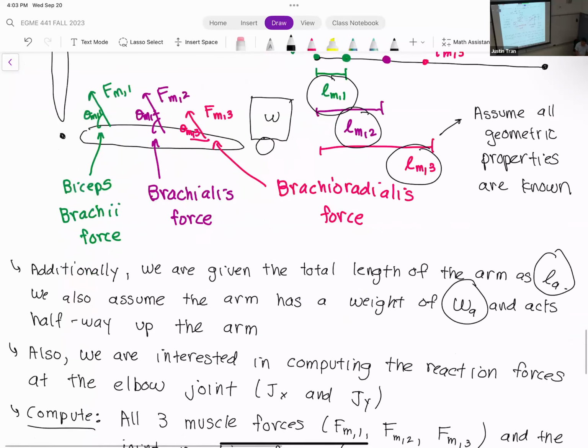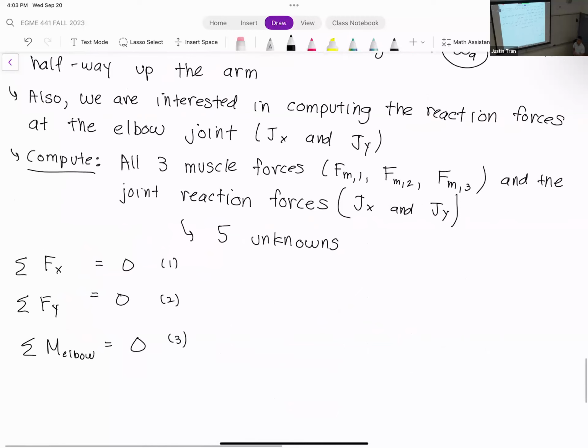What we left off talking about last time was that we have 5 unknowns to solve. We want to solve for all 3 muscle forces, FM1, FM2, FM3, but we also need to compute the reaction forces at the joint, JX and JY. That gives us 5 unknowns. The problem is that we only have 3 equations that we can form based on the sum of the forces and the sum of the moments. If we sum up all the forces in the x direction and set it equal to 0, that's going to be one equation.